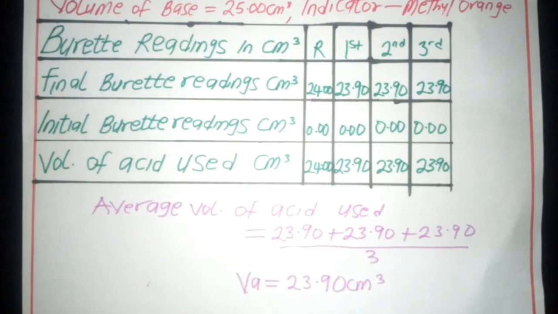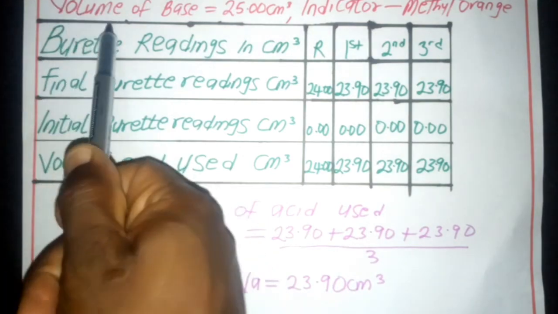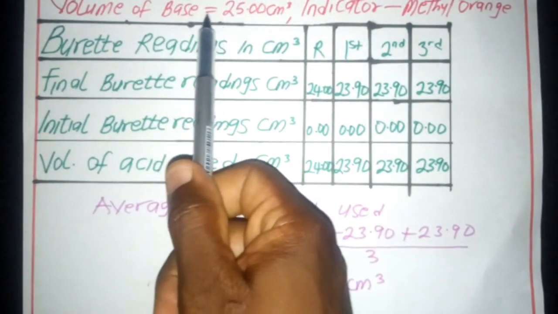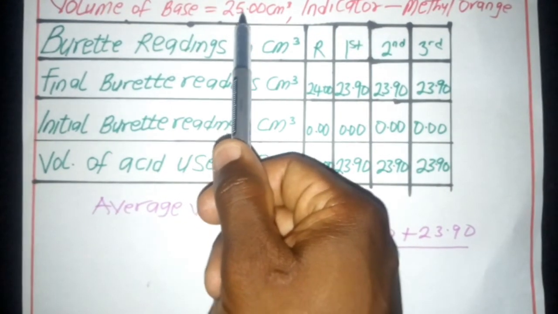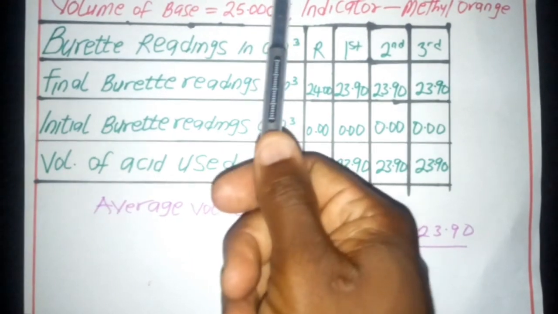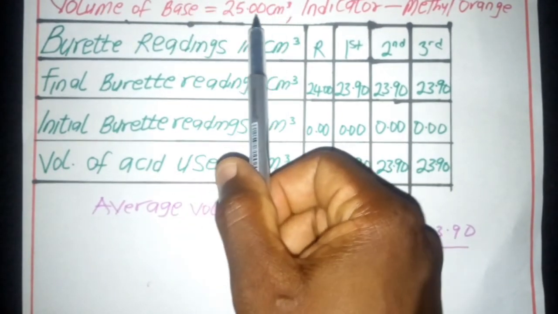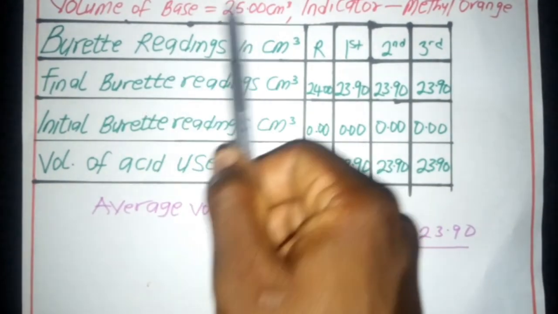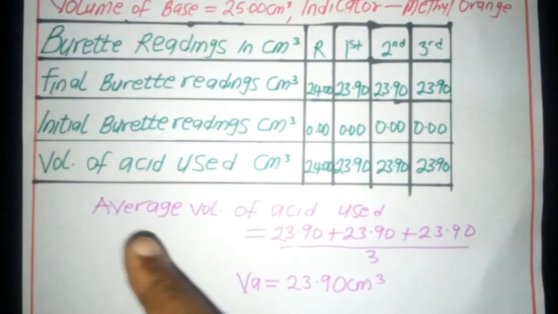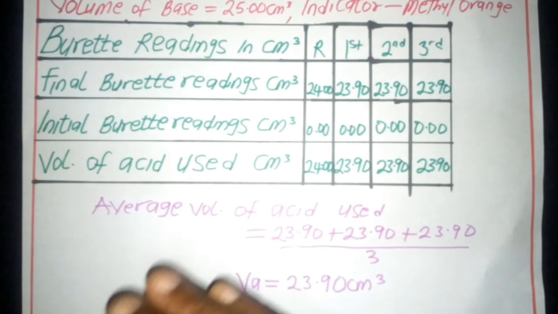in drawing out your table, just want to put this in first. You write the volume of your pipette. I say volume of base is always 25 cm cube. Remember, all these volumes should be to 2 decimal places. Don't put 5 cm, make it to 2 places. Everything should follow. They should all be in 2 decimal places, 25.00 cm cube.